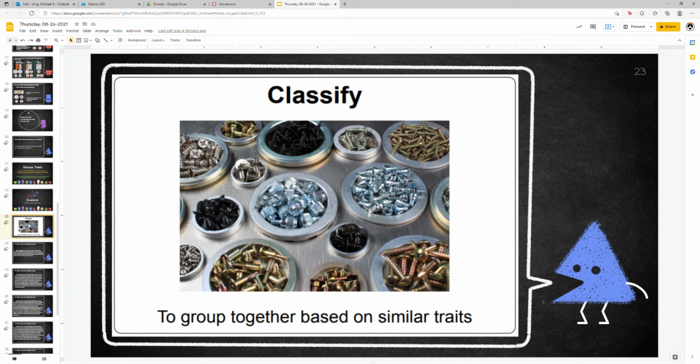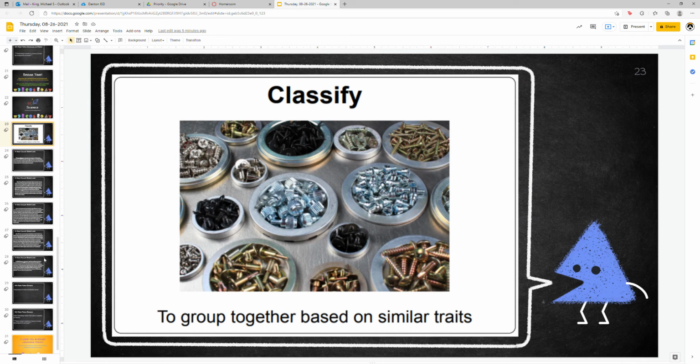Quick reminder, when we are classifying matter, we're just grouping matter together based on similar traits, just like that picture there, right? Things of similar size and color, looks like how they sorted those. But we've learned previously different ways to classify matter. For example, if it's magnetic or not, if it floats or not. So we've learned some different things.